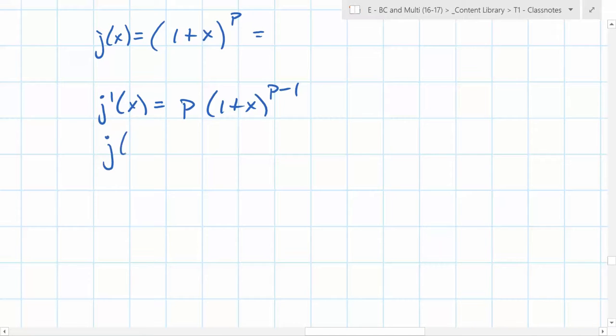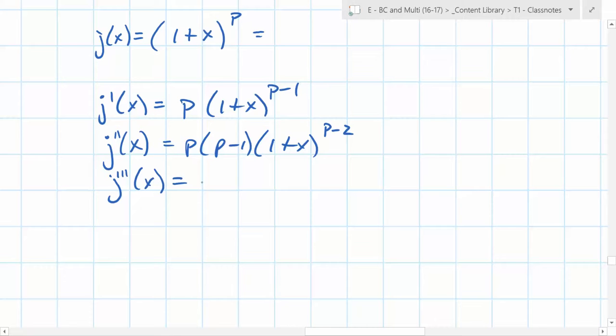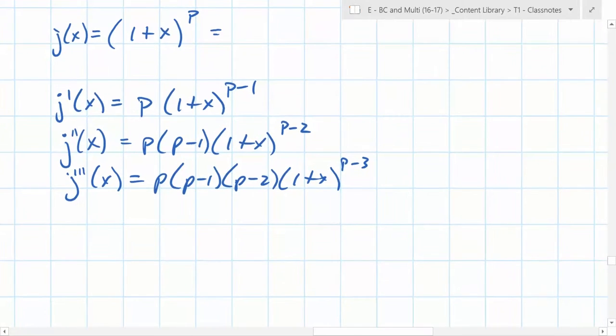What's the second derivative? P times p minus 1, 1 plus x to the. Let's just do it one more time. The third derivative is p times p minus 1 times p minus 2 times 1 plus x to the. Okay, so if we wanted to construct the Taylor polynomial for this, centered around, let's say, 0. We like 0, remember? We like 0.